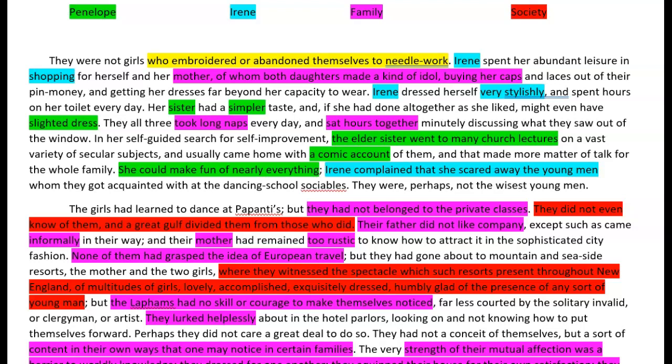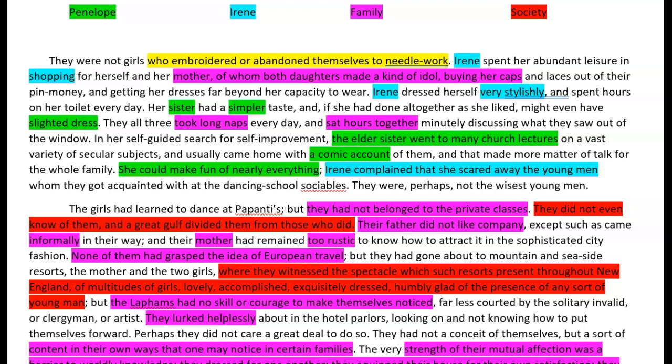Irene complained that her sister scared away young men. That also helps you realize that Penelope's the one who's going to lectures and making fun of them. She listens to a serious professor give a secular lecture in a church, and then she comes home and gives a really funny account of whatever he was talking about. And that scared away young men.